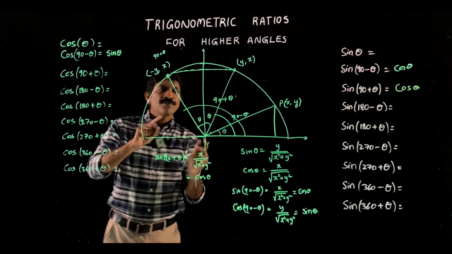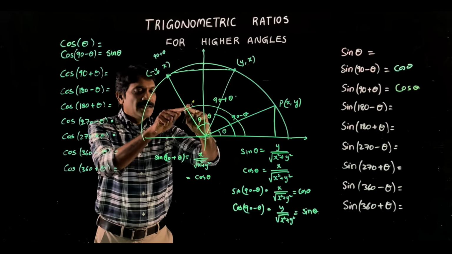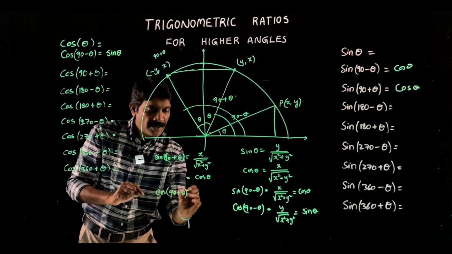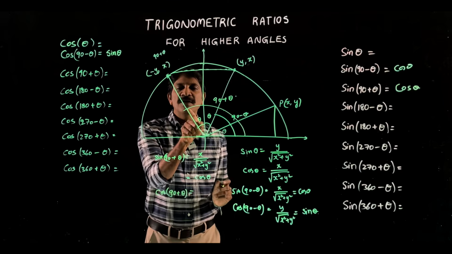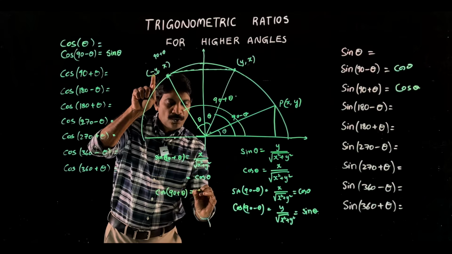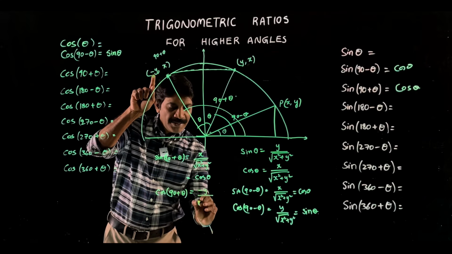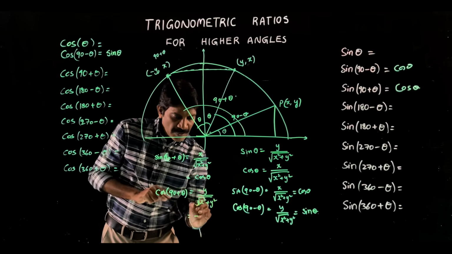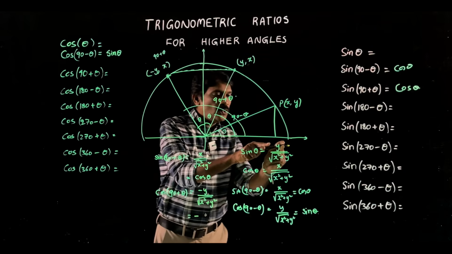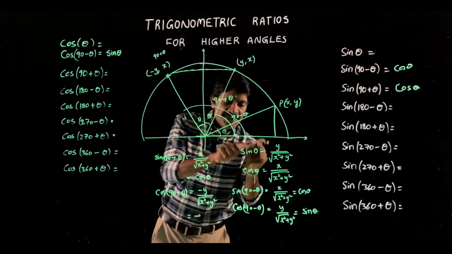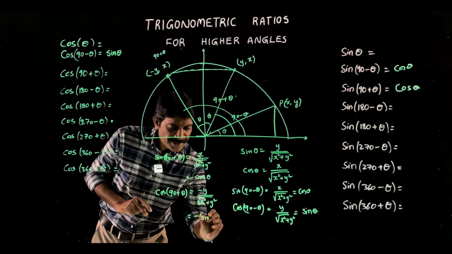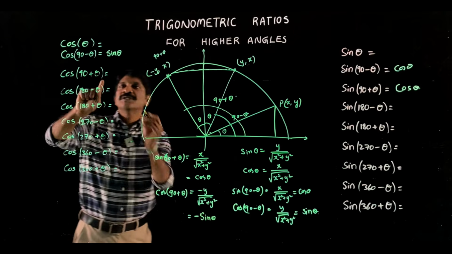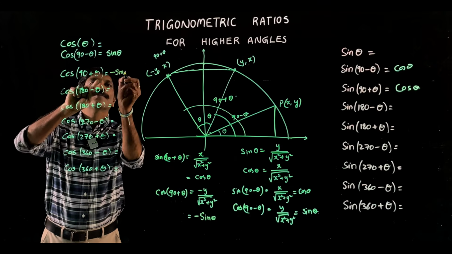Similarly, for 90 plus theta, see what happens to cos. Cos 90 plus theta. Whenever cos is there, we look at this. So minus y by under root x square plus y square is here, which is nothing but minus sin theta. Therefore, cos 90 plus theta is minus sin theta.